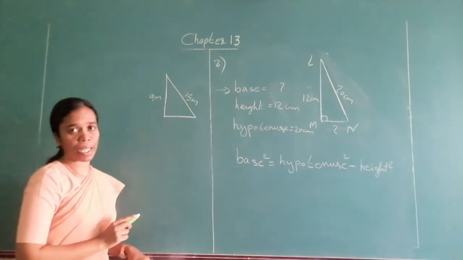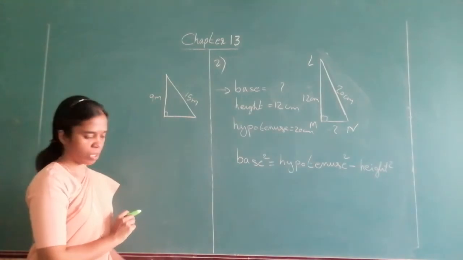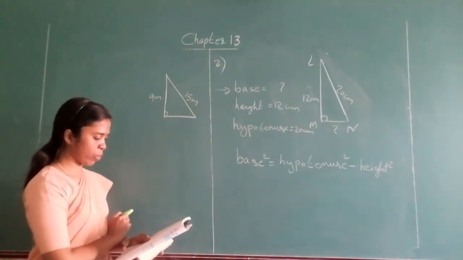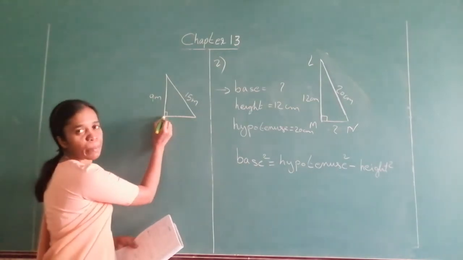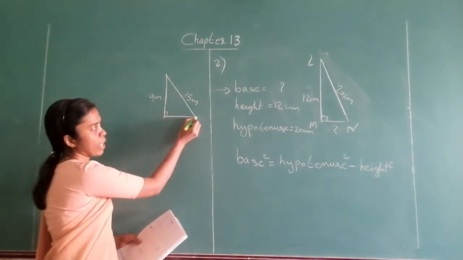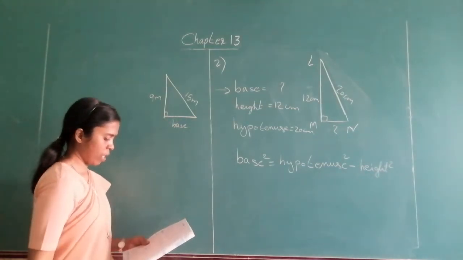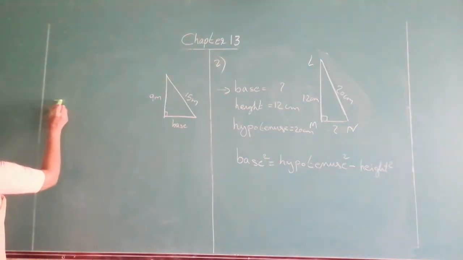Now what type of a triangle are you getting? Surely the wall and the ground always make a 90 degree, so you got a right angle triangle. Now what is asked to you? What is the distance between the base of the wall? So this is the base of the wall to the ladder. So what are you supposed to find out? This base. Base is what you are supposed to find out.